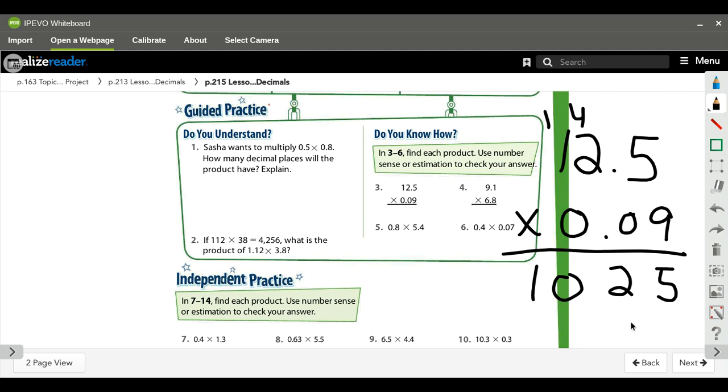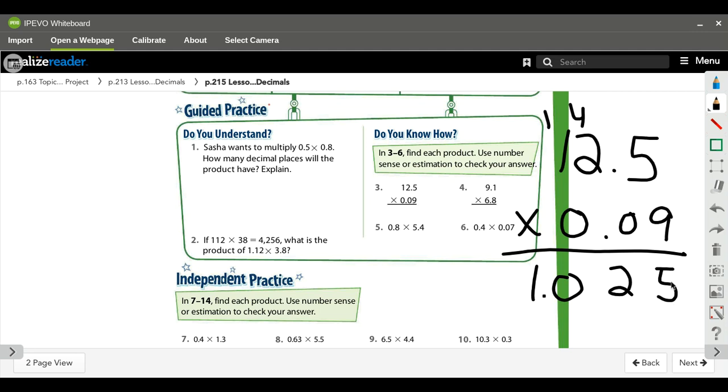Then I determine where the decimal placement is going to go. So 12.5, I have one value behind the decimal here, and one value behind the decimal here, for a total of 1, 2, 3 places behind the decimal. That means if I have 3 numbers behind the decimal in my factors, my product needs to have 3 numbers behind the decimal. So my answer is going to be 1 and 25 thousandths.